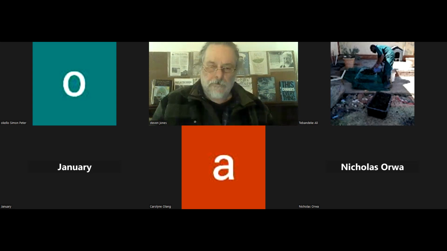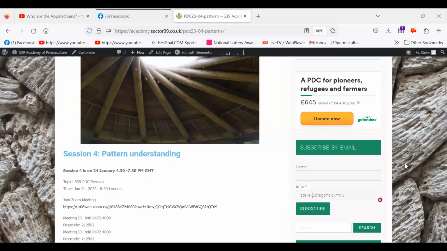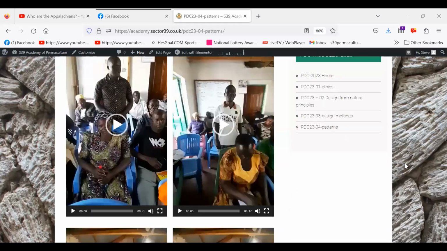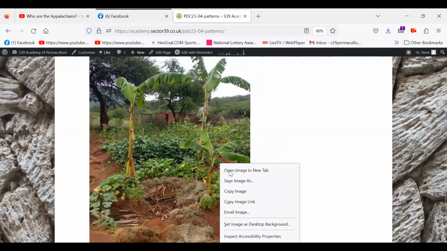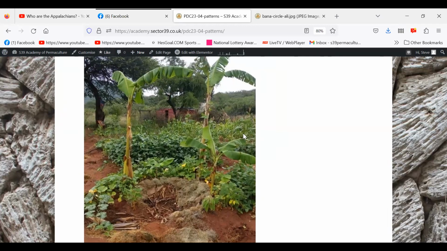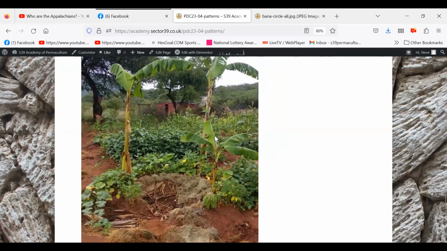Here it is. This is the web page for today's session. Patterns, seeing patterns, and here is a lovely picture that Ali supplied of a more established banana circle. We've got ground cover plants, looks like pumpkins growing around at the bottom. We've got mulch, we've got the pit to receive the moisture, and we've got the bananas establishing.